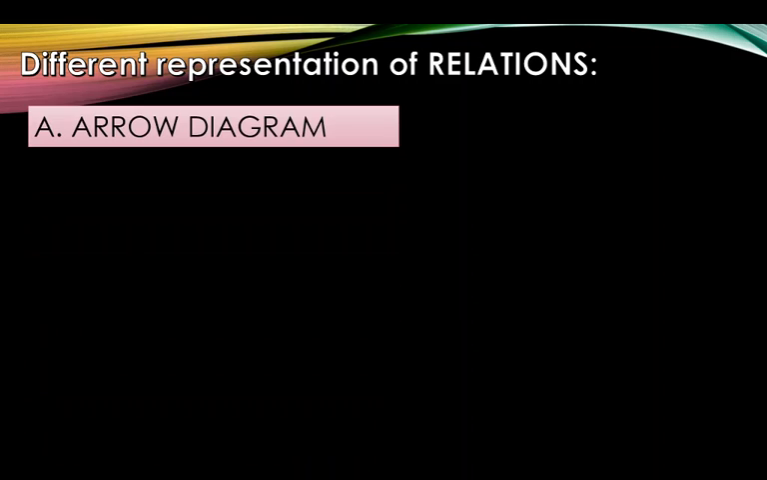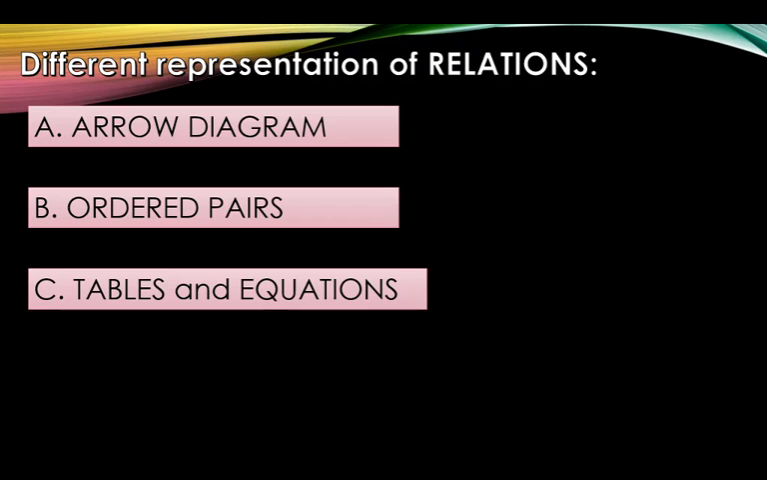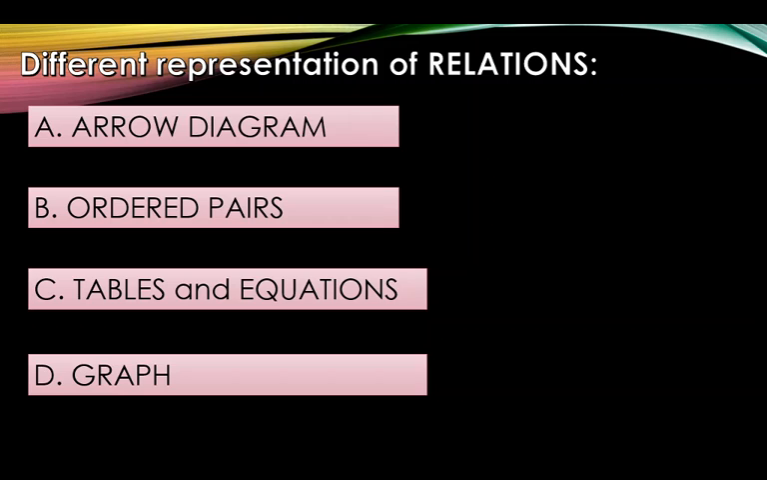What are the different representations of relations? How do we represent relations? So we have arrow diagram, ordered pairs, tables and equations, and graph. Now, let us discuss the arrow diagram. How do we represent relation using the arrow diagram?